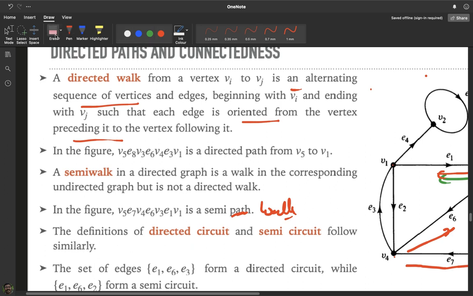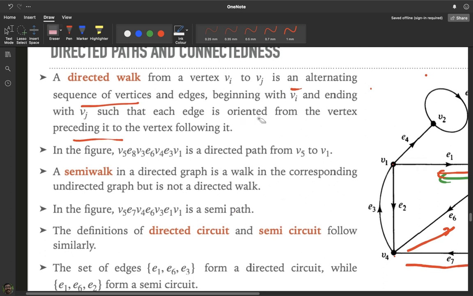I hope you understand what is meant by a directed walk and directed path. A directed path is a path in which no vertices are repeated. Similarly, you can also define a directed circuit and a semi circuit. A circuit is a closed walk which does not contain repeated edges. A directed circuit is a closed walk which does not contain any repeated vertices and which follows the direction. That is called a directed circuit.